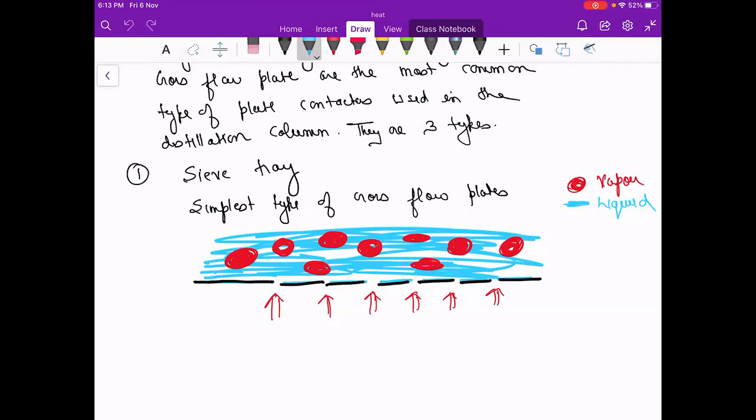Because if the optimum flow rate of gas and liquid is not maintained, sometimes it may happen that the liquid will not come in contact with the vapors. Due to that there will be certain weeping processes and all that. So this you are going to see in detail in mass transfer.